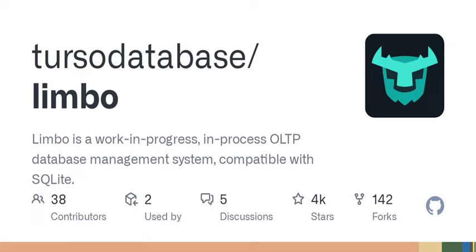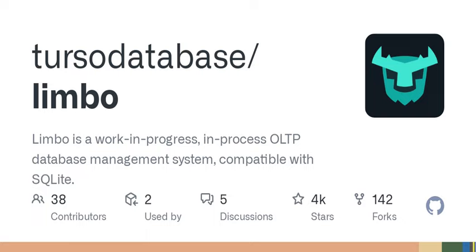Limbo is a work-in-progress OLTP database management system that aims to be compatible with SQLite. SQLite is that trusty database engine that many developers turn to for lightweight applications. What makes Limbo stand out is its design as an in-process engine, which means it can run directly in your application's memory, making it a great choice for performance-critical applications.